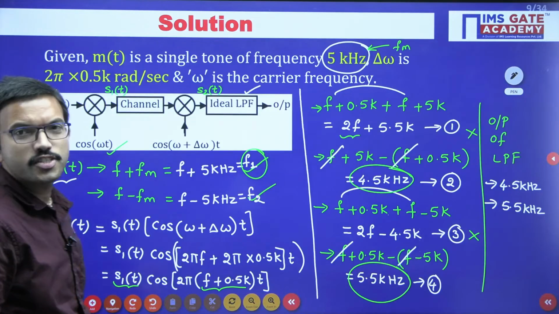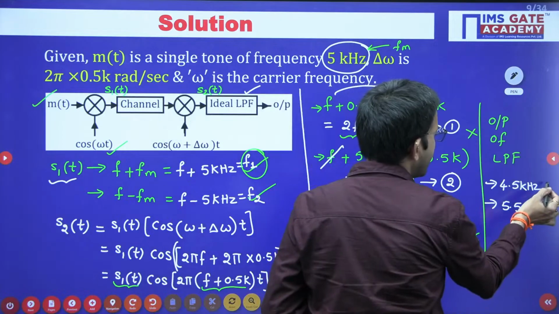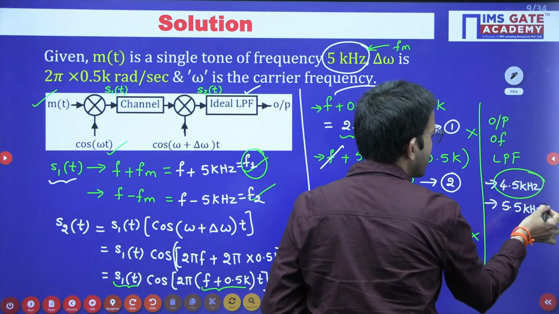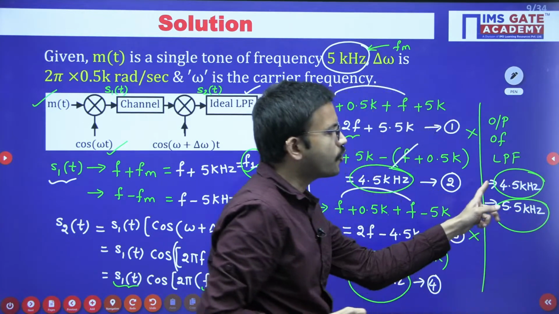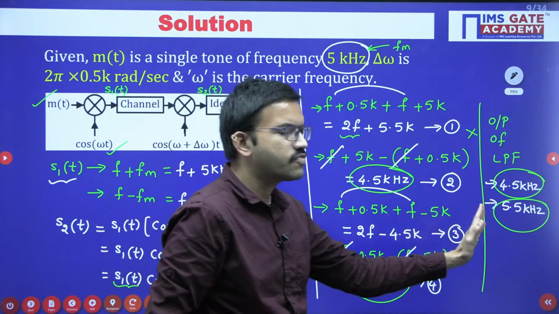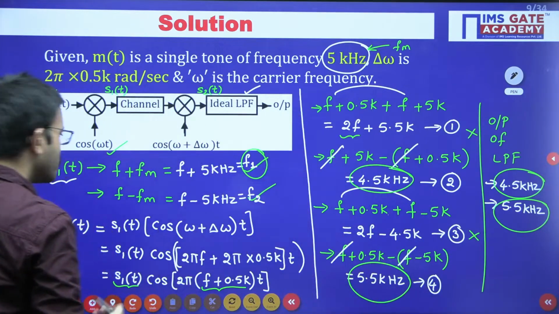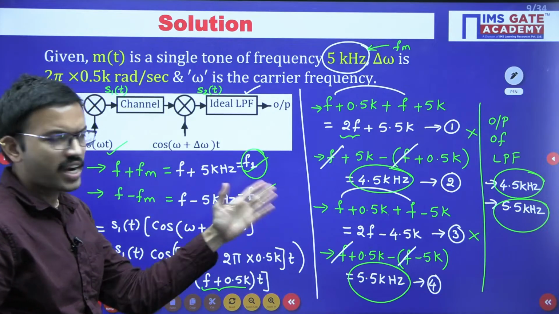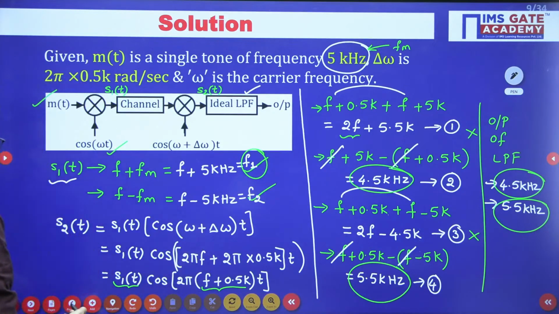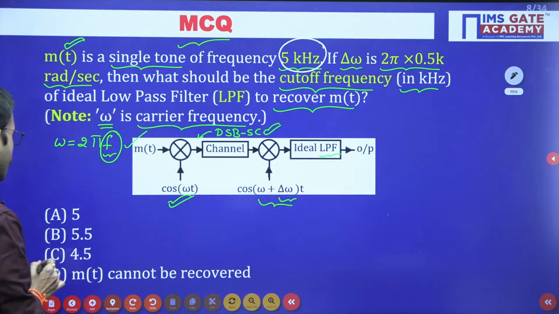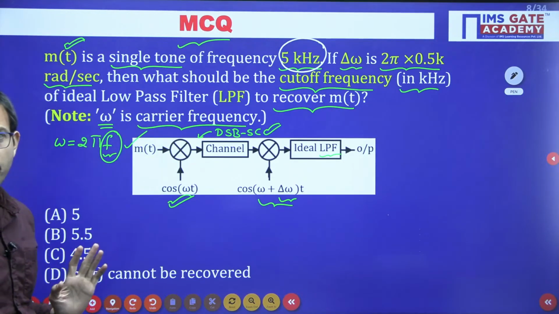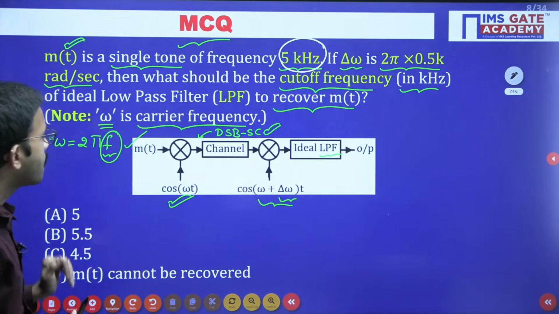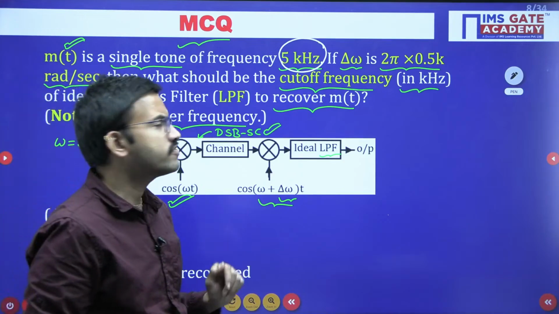See the beauty of this question. Here, at the output of the low pass filter, you are getting two frequencies: one is 4.5 kHz, another one is 5.5 kHz. Since you are getting 4.5 and 5.5, some of you might have chosen option C or option B. But see the beauty of this question.